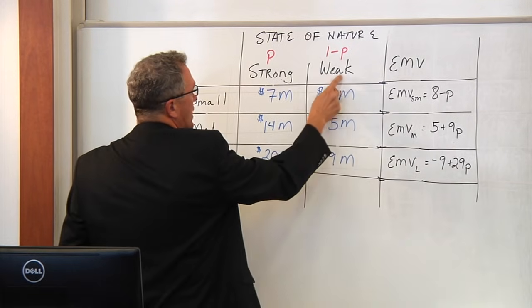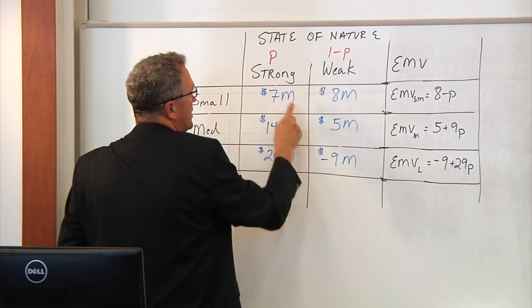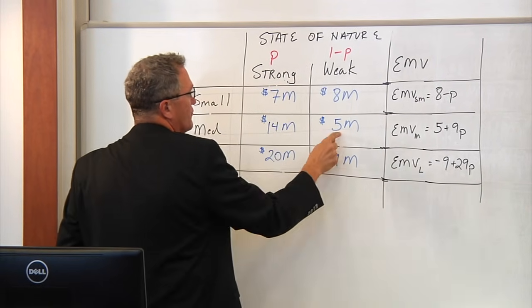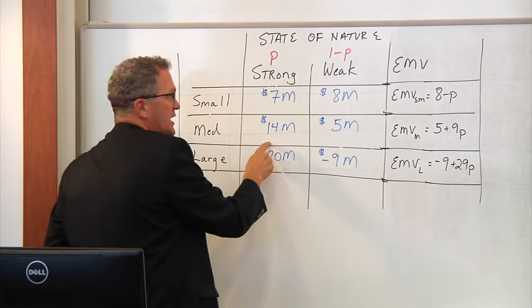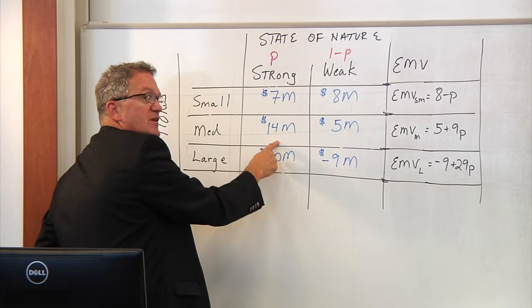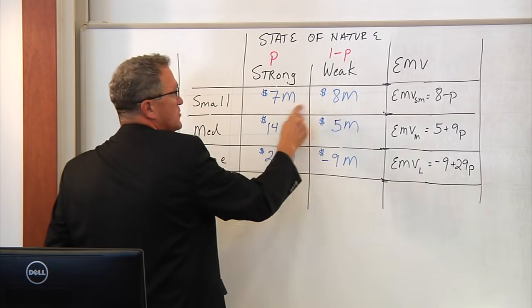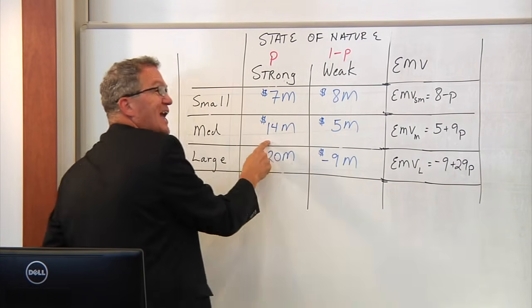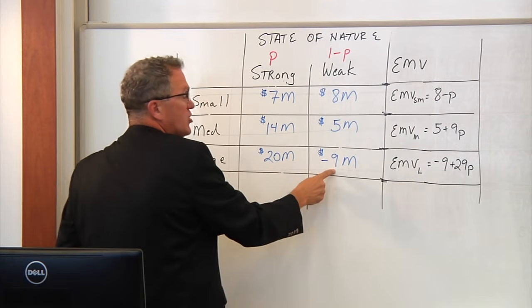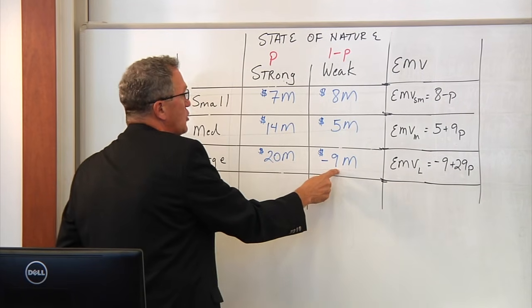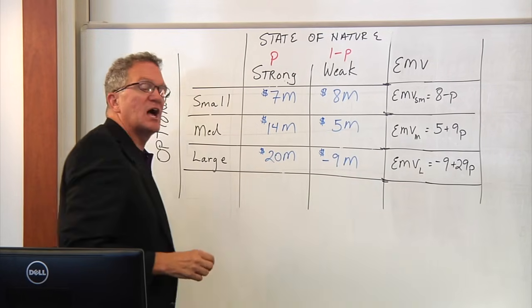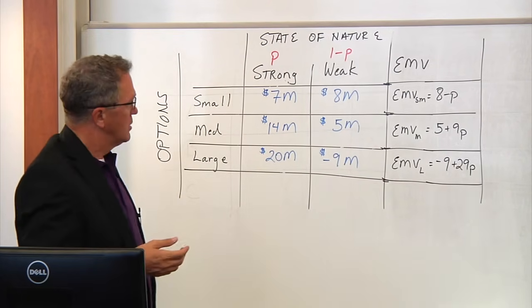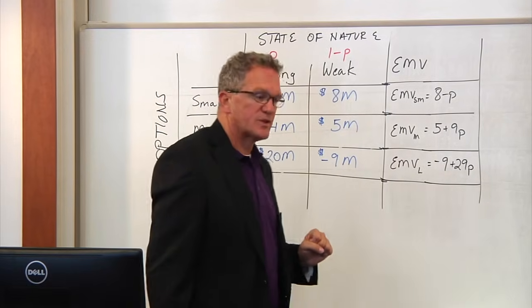Therefore, the slope is negative, but a small negative number. As we go from weak to strong, as the probability of strong increases, we go from 5 million to 14 million. So it's a positive amount of money, and it's a significant amount. It's much bigger than this 1 million we might lose here. We could gain 9. Here it starts low. As we get more and more positive, we could go up $29 million. So it has a very large slope.